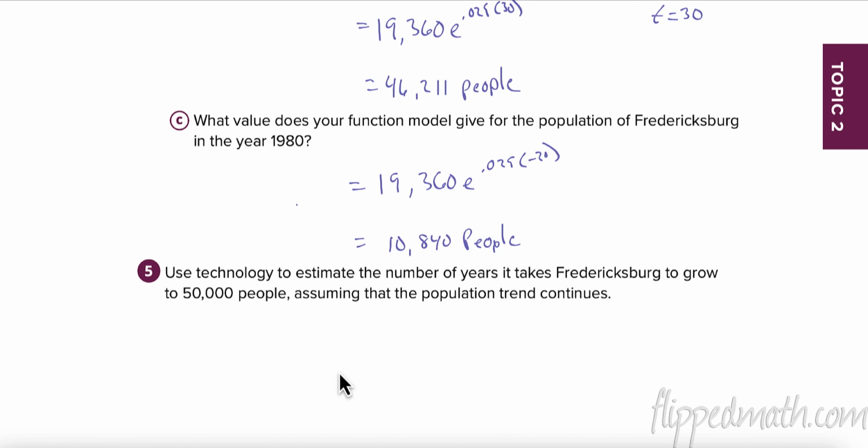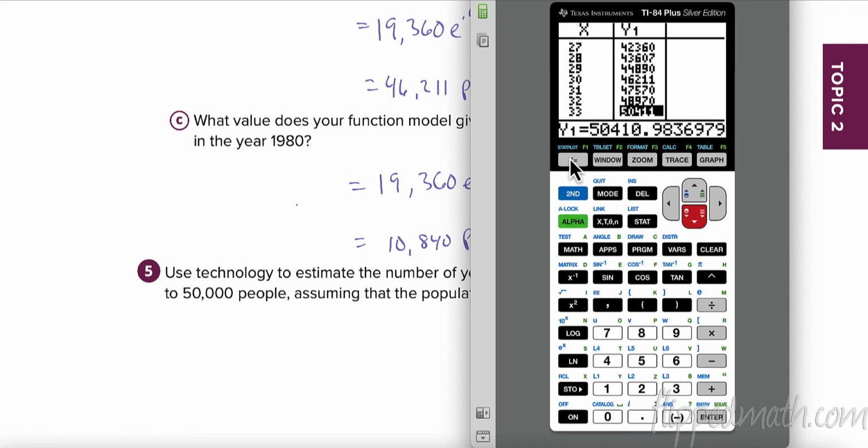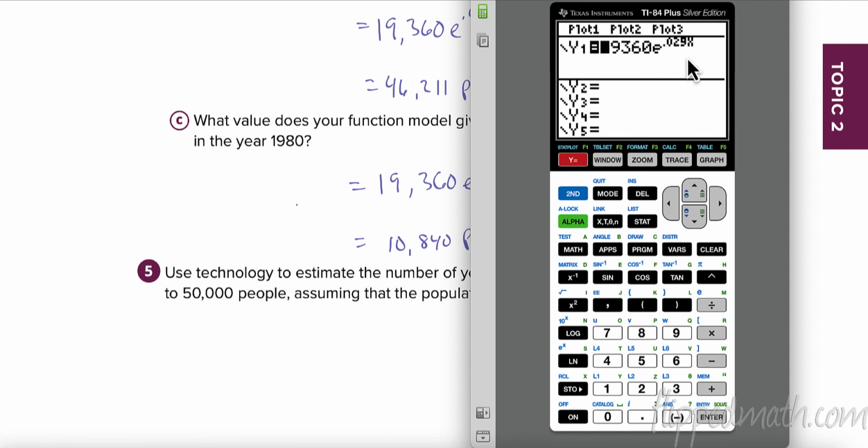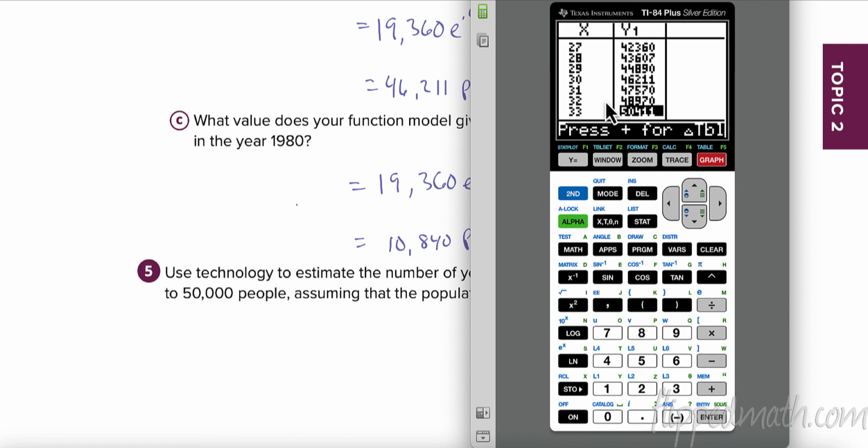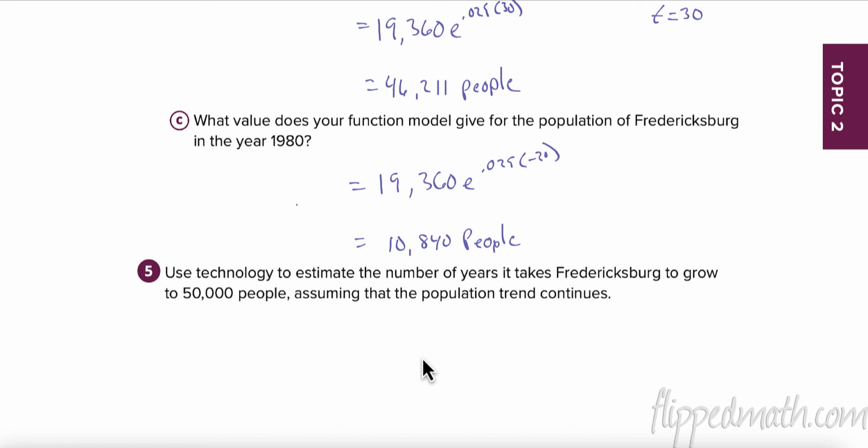All right, let's see when it's 50,000 people. Now, I'm going to be honest with you. This is how I did all of it. Y equals, put my function in, went to my table, and 30 years, boom, 30 years. Same thing here. So how long is it going to take for over 50,000? It's going to take 33 years for there to be 50,000 people. All right. So there you have it.